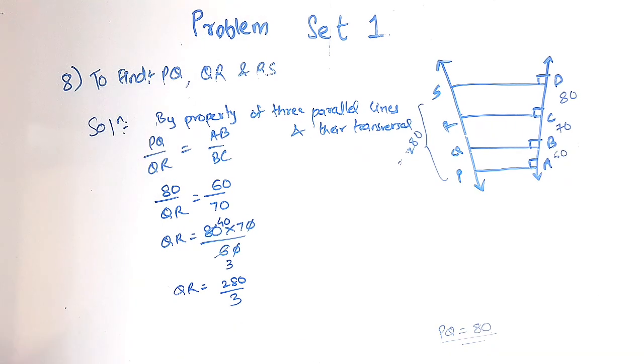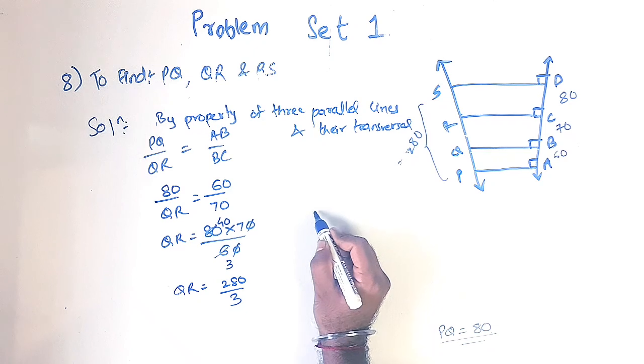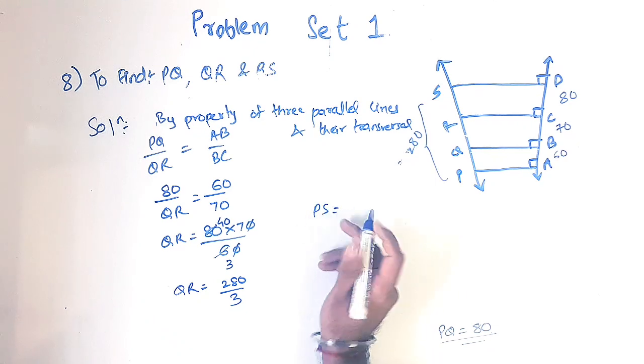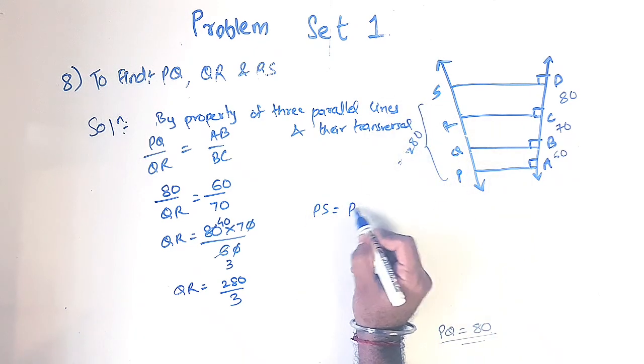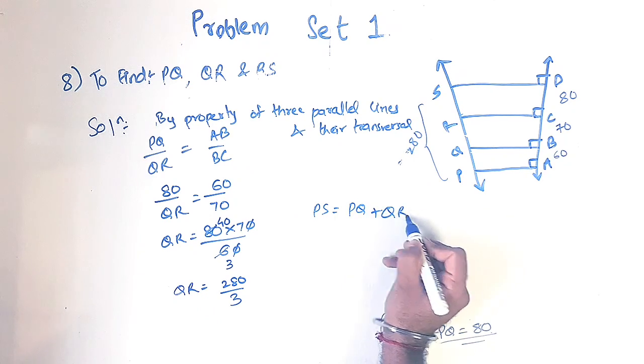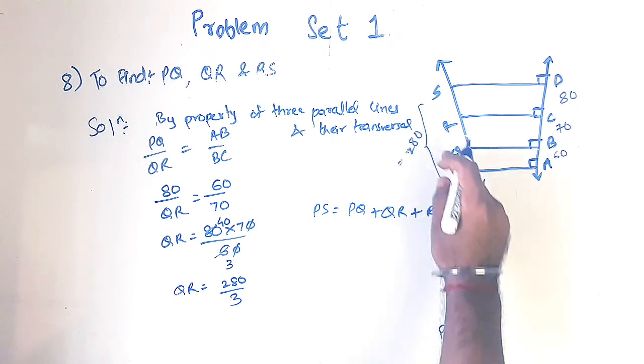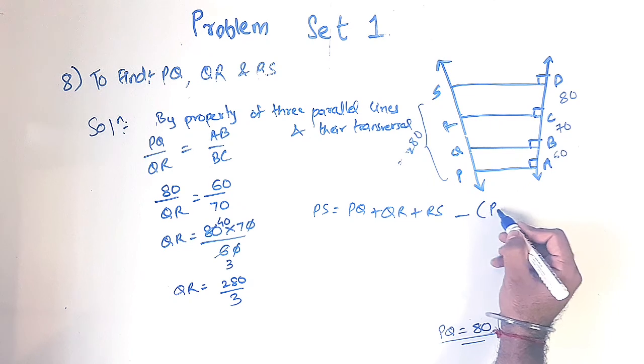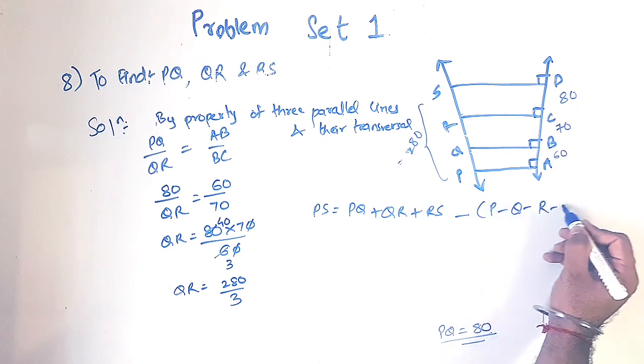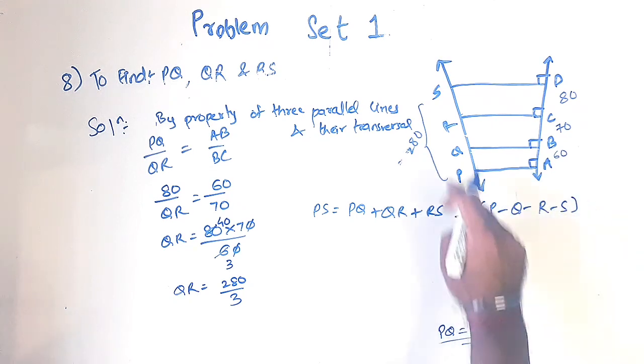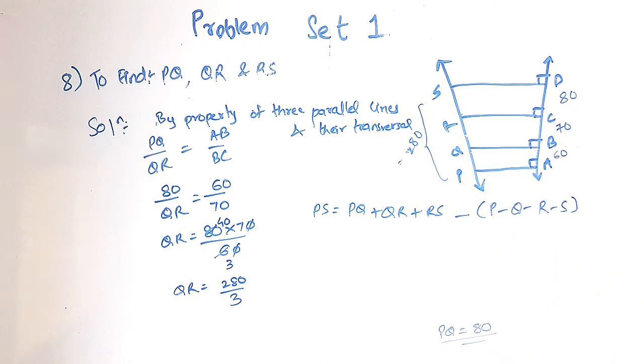Okay, and we'll try to find out what SR is. So you know that PS is equal to PQ plus QR plus RS. It is the sum of these three sides. So I'll write P-Q-R-S. It means all four are collinear.